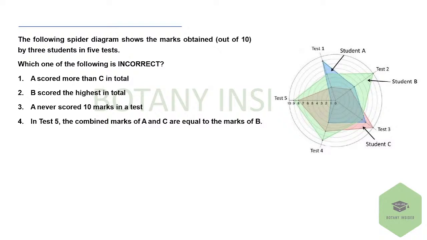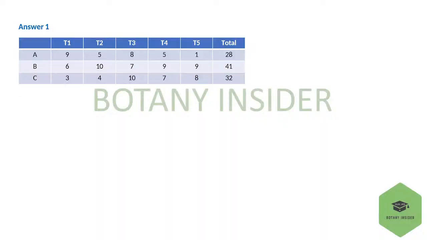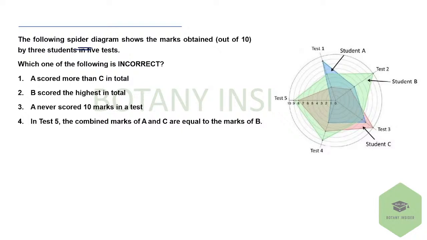Next, this is the very first time that CSIR asked a question related to the spider diagram. They have never asked a question related to the spider diagram in the last 10 years. The question over here is, the following spider diagram shows the marks obtained by three students. Which of the following is incorrect? For this particular question, it's better for you to first make up a diagram, a table kind of structure, so that you get to understand what information is given to you, and then you have to analyze it accordingly.